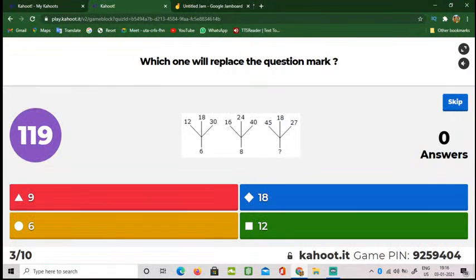Okay, which one will replace the question mark? I hope you all can see the picture clearly. If not, you can mention it in the chat box so that I have an alternative for you all. It is also a similar kind of question as the previous one. You have to add the numbers and divide by some number so that you will get the answer.